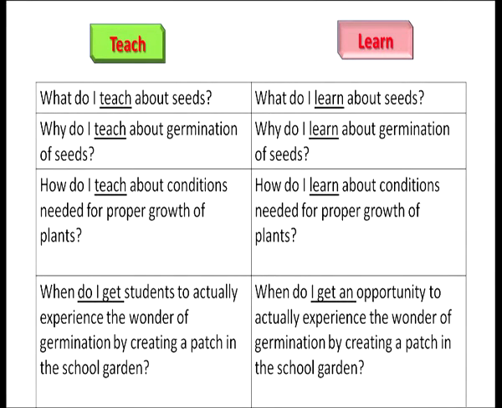And so, let me take you a step further and introduce another label here, and that is learn. I teach and my students learn. So, if you start reading the two together, then it would go this way. What do I teach about seeds? And the learner says, what do I learn about seeds? Why do I teach about germination of seeds? And the learner says, why do I learn about germination of seeds? The teacher says, how do I teach about conditions needed for proper growth of plants? And on the other side, the learner says, how do I learn about conditions needed for proper growth of plants?